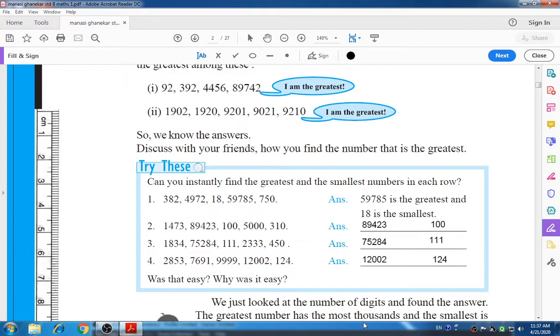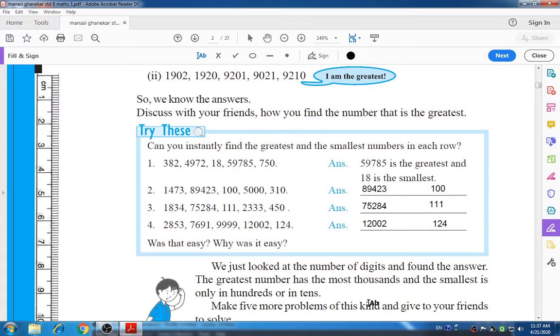Was that easy? Yes. But why was it easy? Because we have already studied it earlier and you are such a brilliant student, so you can solve it very well. We just looked at the number of digits and found the answer. The greatest number has the most thousands and the smallest is only in hundreds or in tens.